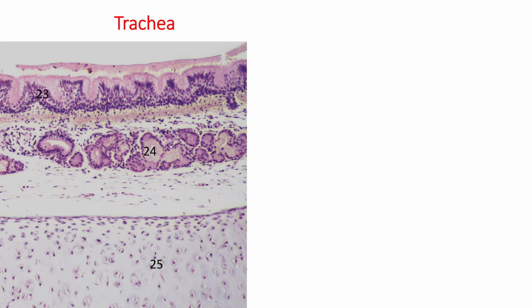24, what would that be? Give you a hint, it's glandular. Submucosa layer. The best, yeah, submucosa, it's seromucous glands right here. So seromucous glands would be the best answer.